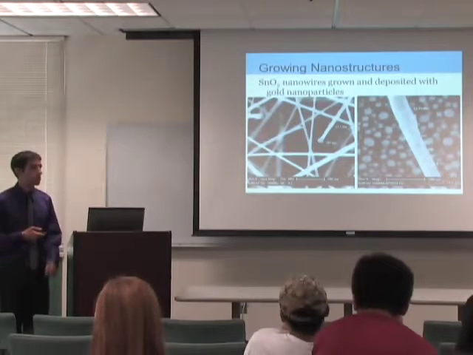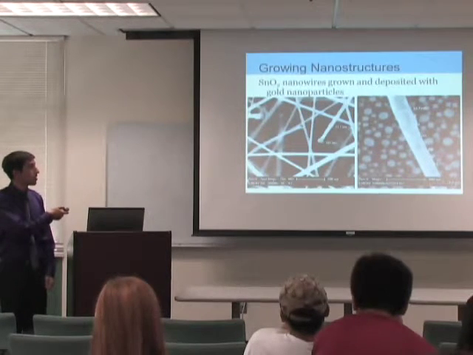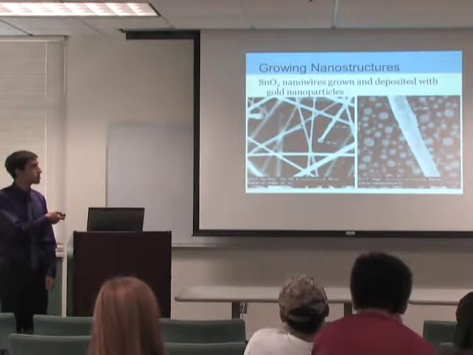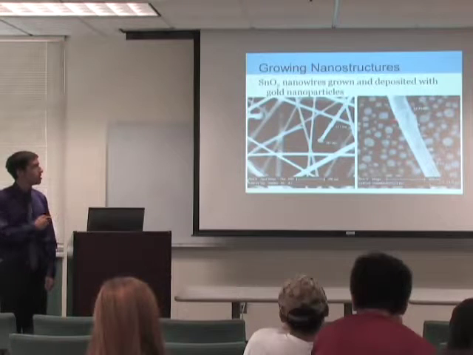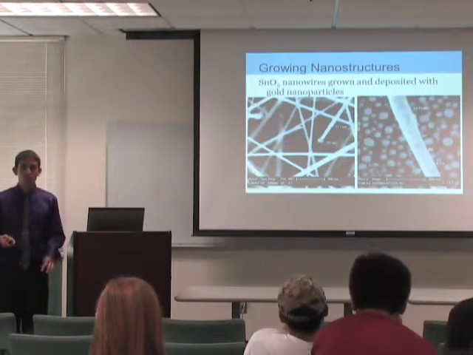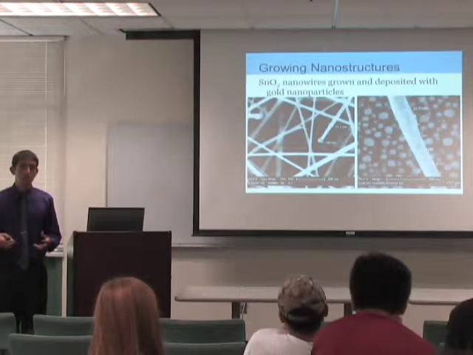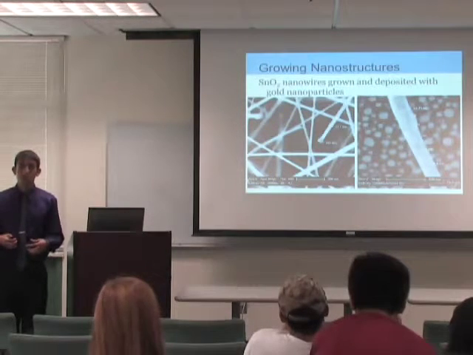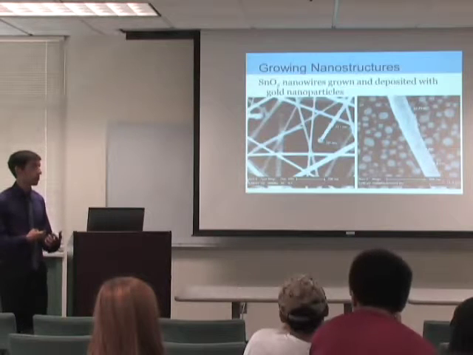Here on the right, you can see another scanning electron microscopy image of a single tin oxide nanowire covered with gold nanoparticles. These gold nanoparticles range from around 25 to 50 nanometers in diameter, which is just optimal for the surface plasmon resonance that we hope to see in these gold nanoparticles.